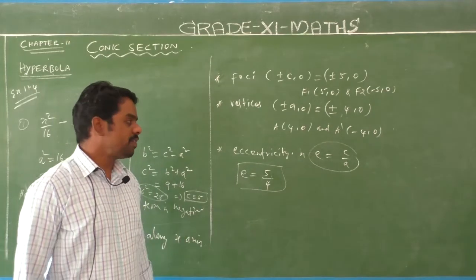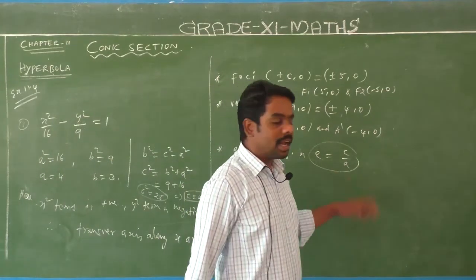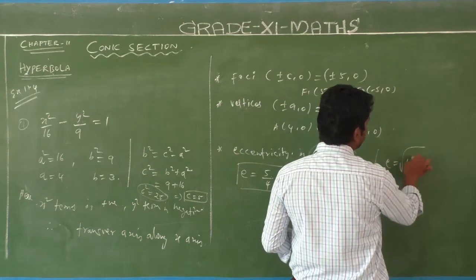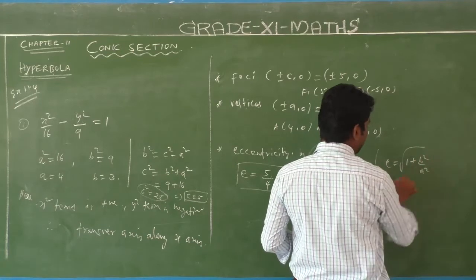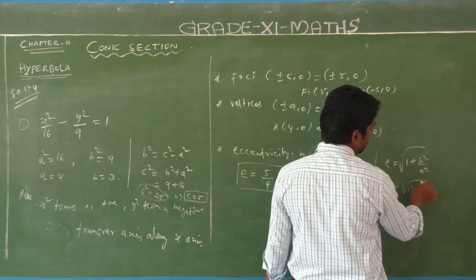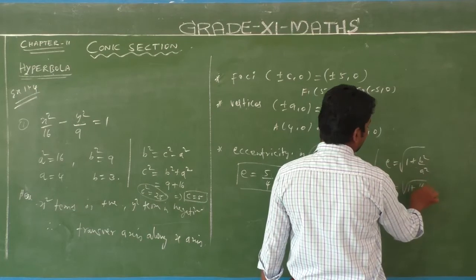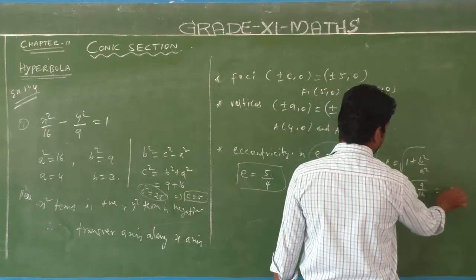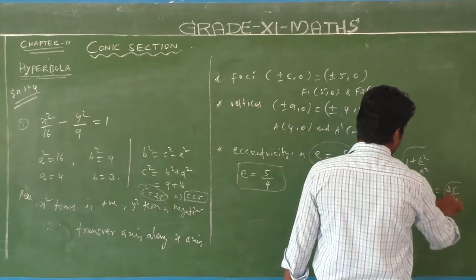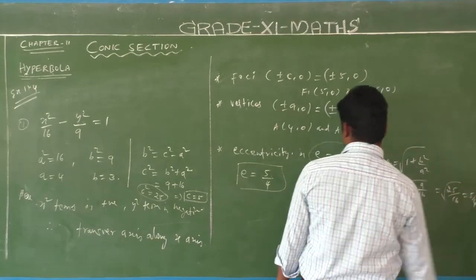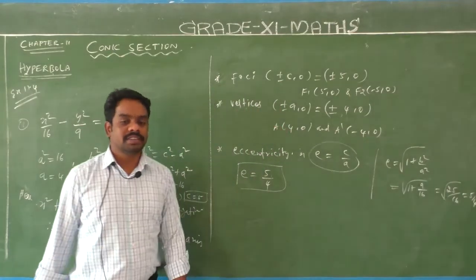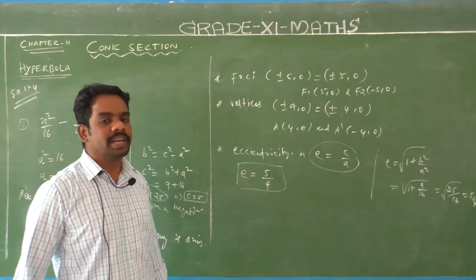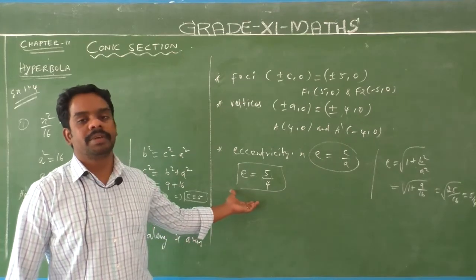So use another formula. This is very simple. Another formula, e is equal to root of 1 plus b squared by a squared. So same value. Root of 1 plus b squared is 9 by 16, which is equal to 25 by 16, which is equal to 5 by 4. So same value. Use any one formula, e equals c by a or e equal to root of 1 plus b squared by a squared. So the eccentricity of the given hyperbola is e equal to 5 by 4.